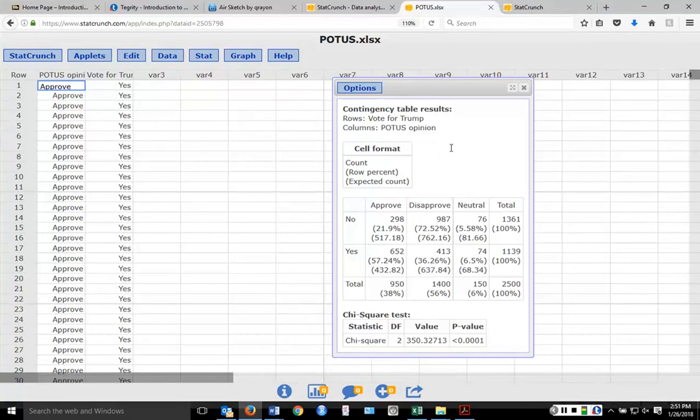The only thing that's a little different here is that since it used my data, it automatically puts things in alphabetical order compared to how I had them listed as disapprove, neutral, and then approve. But it's the same numbers, just the columns have been reorganized. So that's the two different ways to get the output from StatCrunch. In the next video, we're going to do a full example of going through the hypothesis test and show how we can calculate that chi-squared test statistic.